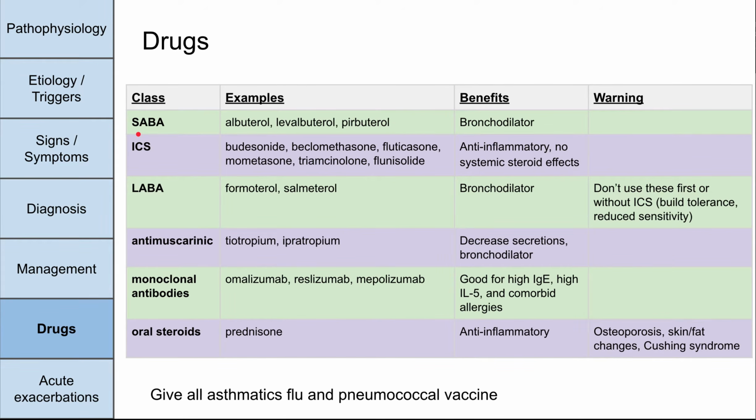We talked about the short-acting beta agonist. Some examples of these are albuterol, levalbuterol, or pirbuterol. The main mechanism here is that it's a bronchodilator, and these are pretty common. You can use them frequently.